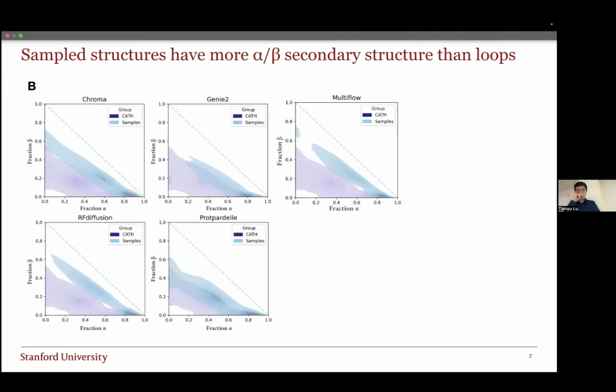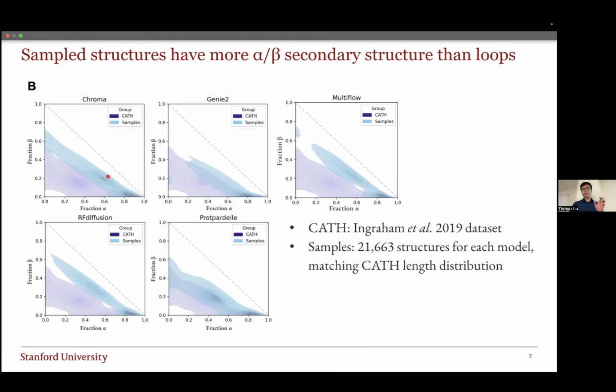In particular, we quantified the secondary structure distributions, and we noticed that indeed it agrees with anecdotes. The purple background is the CATH distribution. These are structure domains of real proteins that are experimentally observed. And in each of these plots, we're plotting about 21,000 structures sampled from each of these 5 models. CATH is the exact same data set that was used to train Ingraham et al.'s paper, which is the original precursor to ProteinMPNN.